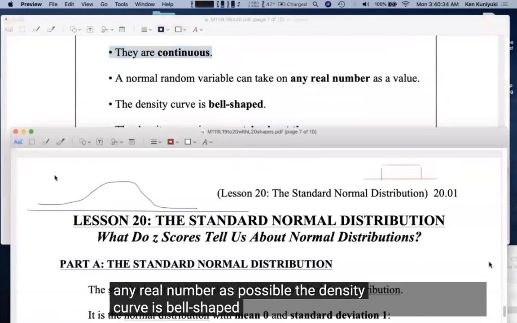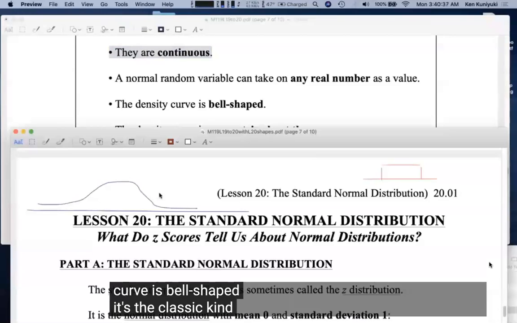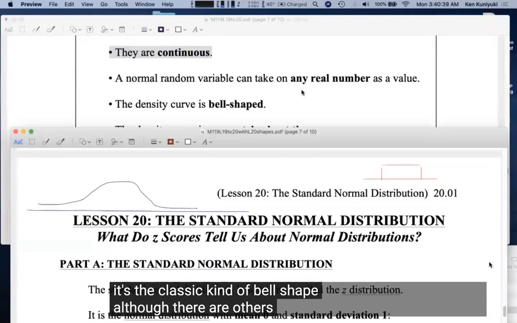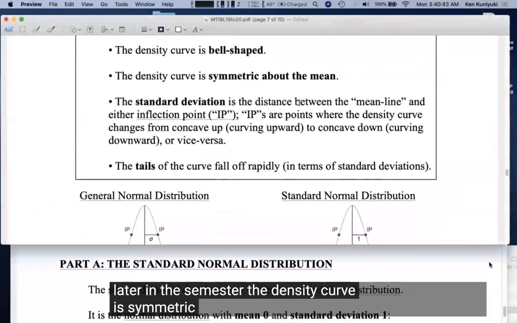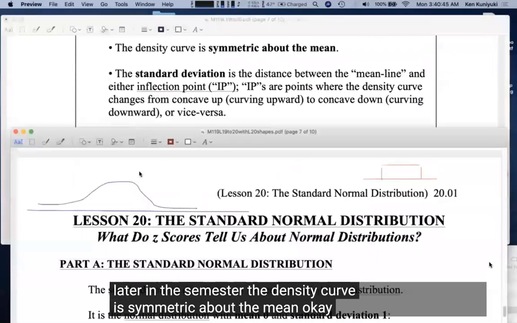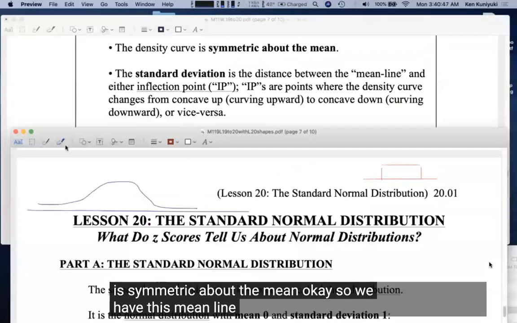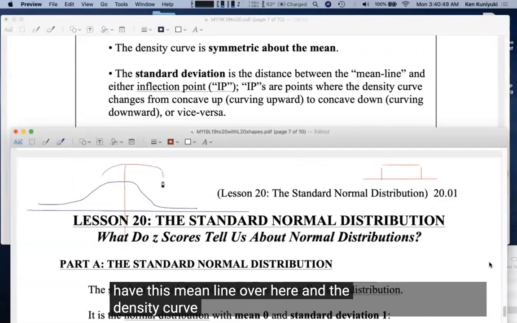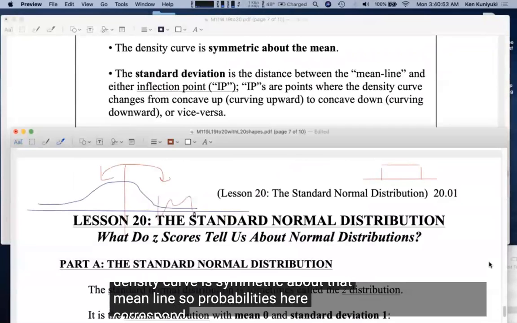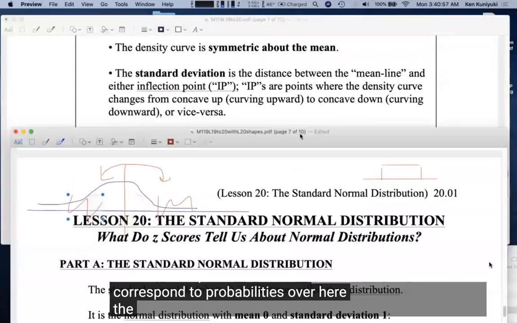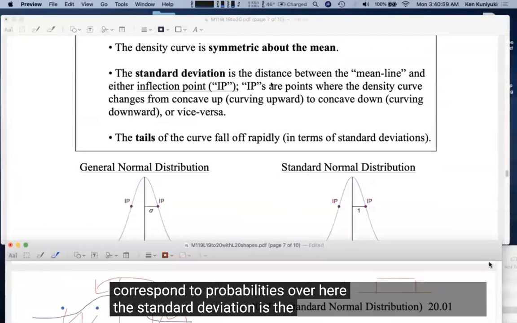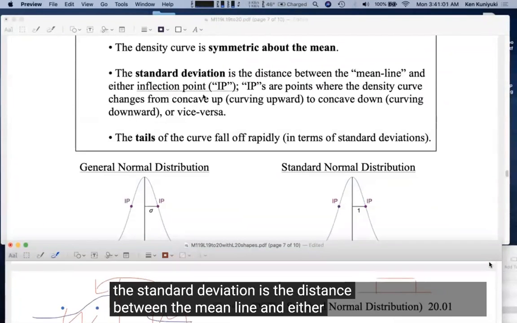The density curve is bell-shaped. It's the classic kind of bell shape, although there are others, as we'll see later in the semester. The density curve is symmetric about the mean. So we have this mean line over here, and the density curve is symmetric about that mean line. So probabilities here correspond to probabilities over here. The standard deviation is the distance between the mean line and either inflection point.